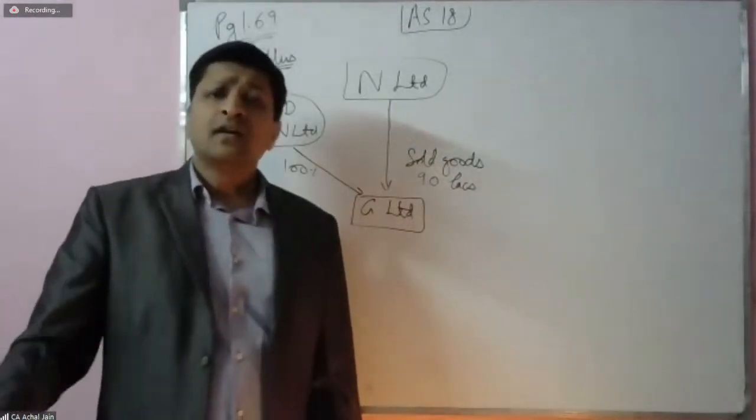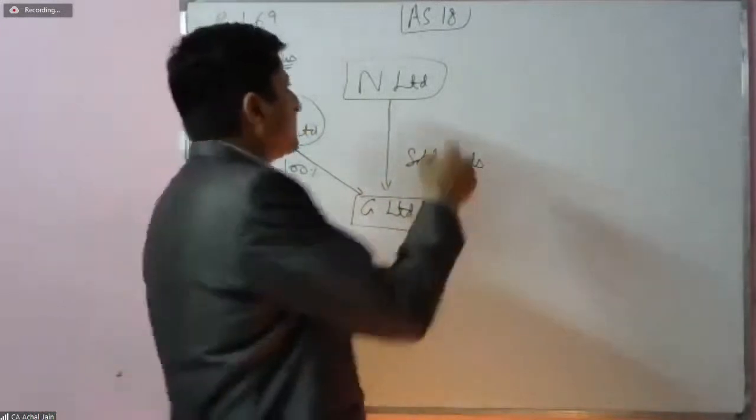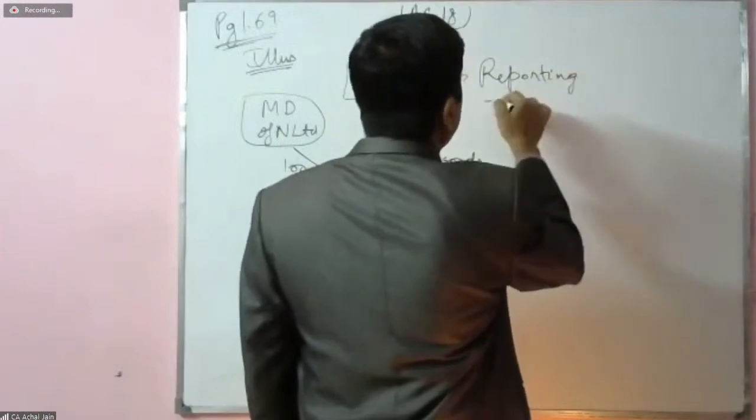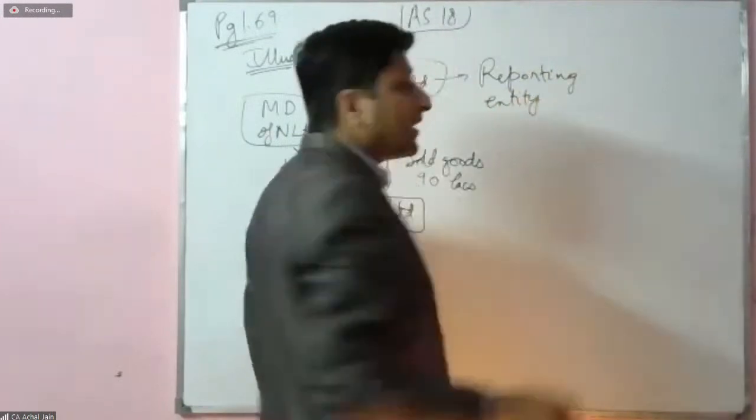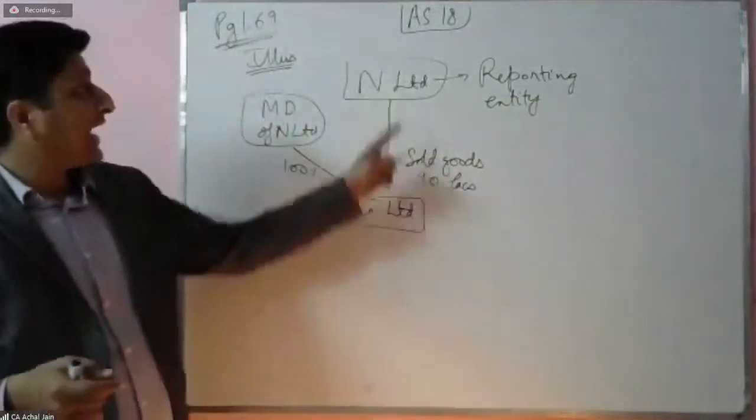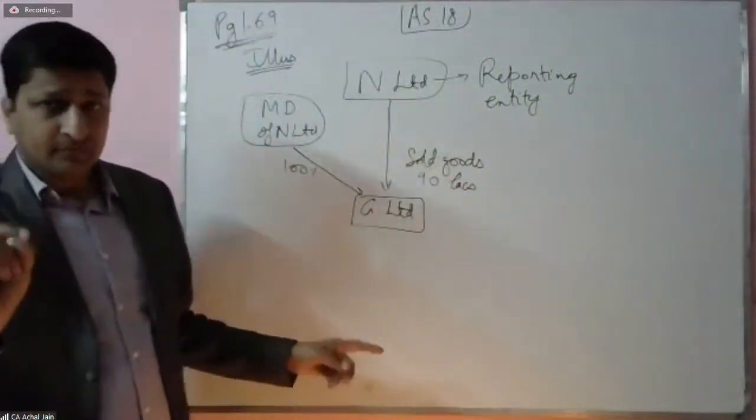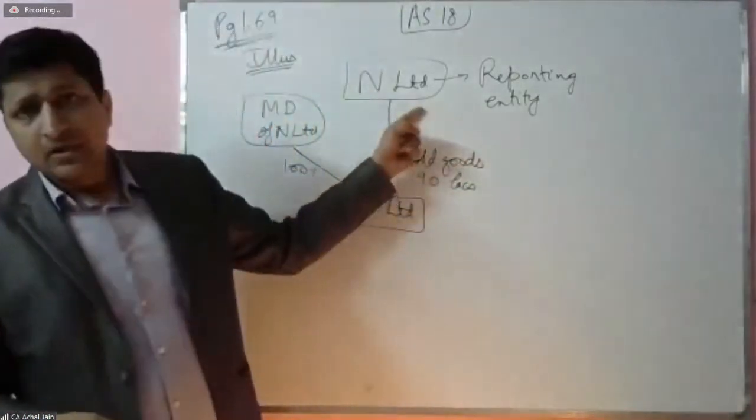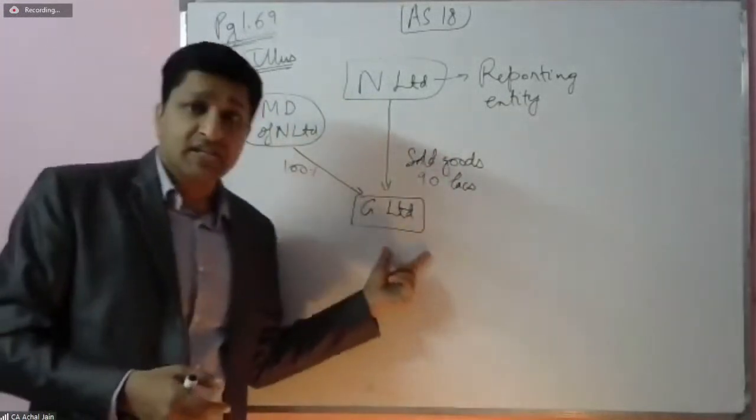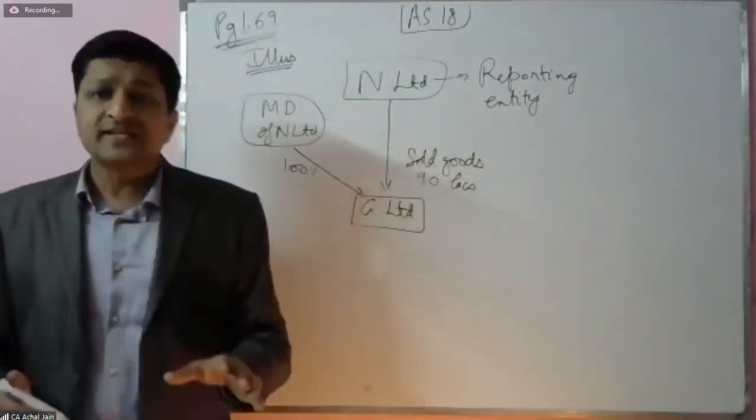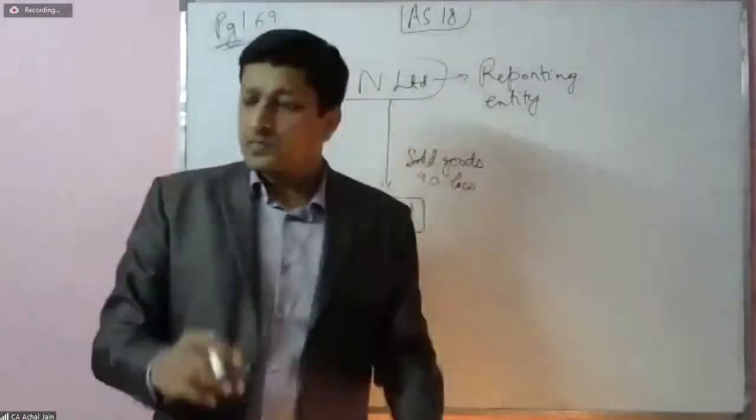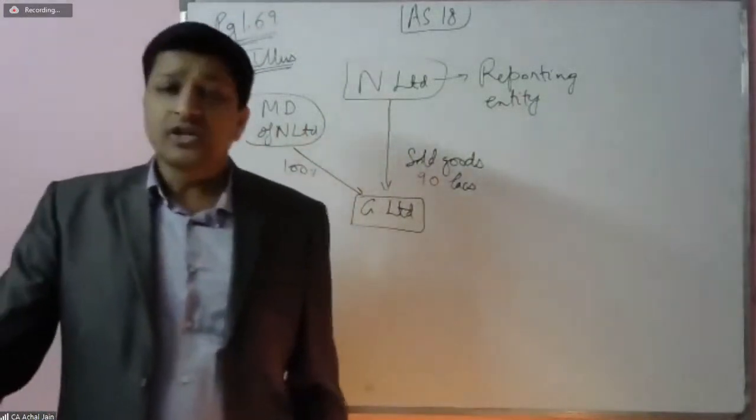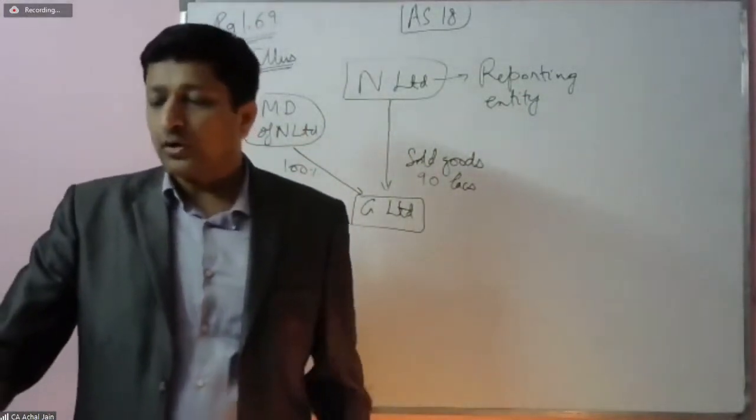What does it mean? That N Limited is the reporting entity. So we are looking at the disclosure requirements of N Limited, not G Limited. For which company financial statements are being prepared? N Limited. So for N, we need to check whether G is a related party or not, and if yes, what all disclosures are required. The question is whether the contention of the Chief Accountant is correct or not.